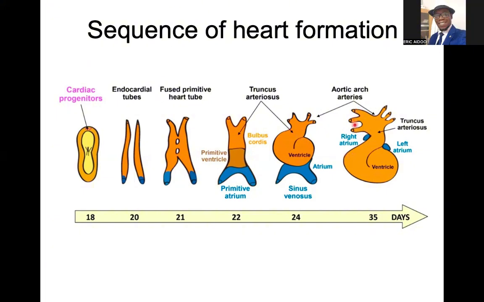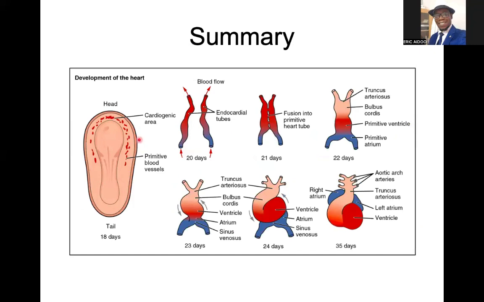We also talked about the aortic arches and their derivatives. So in effect, and in summary, this is what we are talking about. In the cardiogenic area, you have primitive blood vessels formed through vasculogenesis and then sometimes angiogenesis. These are the heart tubes that are coming together. They are fusing here to form a primitive heart tube. Then they canalize and form one complete tube. From superior to inferior, you have truncus arteriosus, bulbus cordis, primitive ventricle, and then primitive atrium.